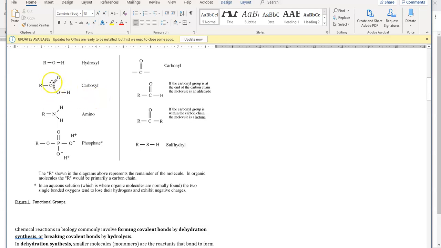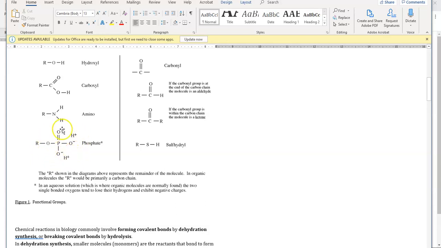Carboxyl groups are groups that are C double bond O to an O and an H. So this isn't a hydroxyl because it has this specific group on it. Amino groups. This is where amino acids that make proteins get their name. So one of the ends is this nitrogen with 2 hydrogens on it. And that's an amino. Phosphate groups are super important in DNA. This gives DNA its negative charge.